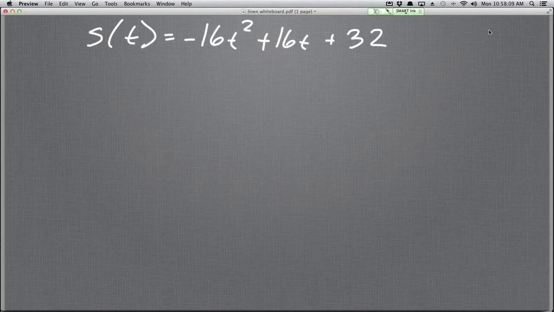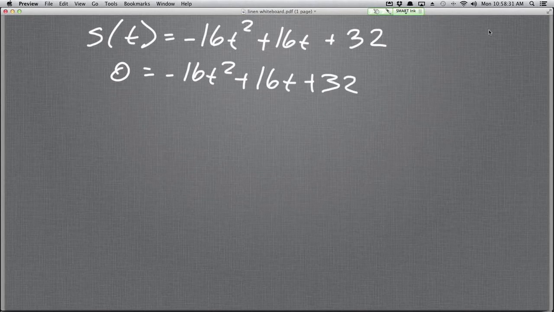Because when I hit the water, that's ground level, and if I started at 32 feet, ground level is going to be 0. So I need to use the position function, and I'm interested in when it equals 0. So I want to set my position function equal to 0 and solve this. What would be really helpful to do? I wouldn't divide just by 16. I would divide by negative 16.